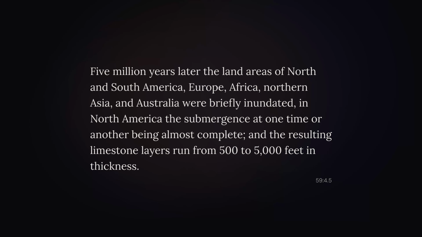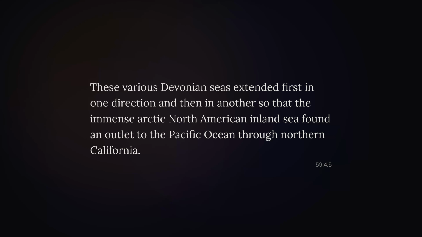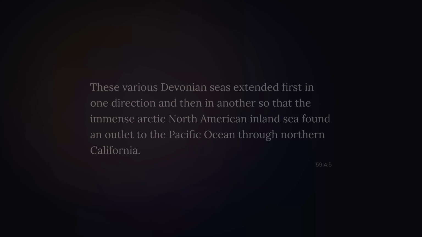5 million years later, the land areas of North and South America, Europe, Africa, Northern Asia, and Australia were briefly inundated. In North America, the submergence at one time or another was almost complete, and the resulting limestone layers run from 500 to 5,000 feet in thickness. These various Devonian seas extended first in one direction and then in another, so that the immense Arctic North American inland sea found an outlet to the Pacific Ocean through northern California.